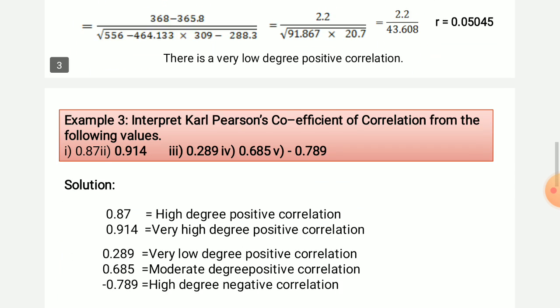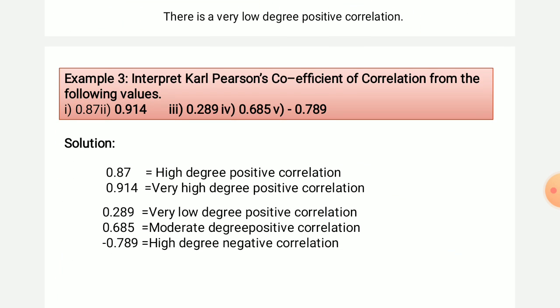Now, interpret Karl-Pearson's coefficient of correlation from the following values: 0.87, 0.914, 0.289, 0.685 and minus 0.789. So these are the values of R, and from these values we have to interpret Karl-Pearson's coefficient of correlation. So here, the first value is 0.87.